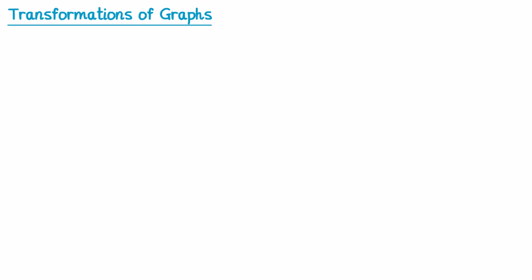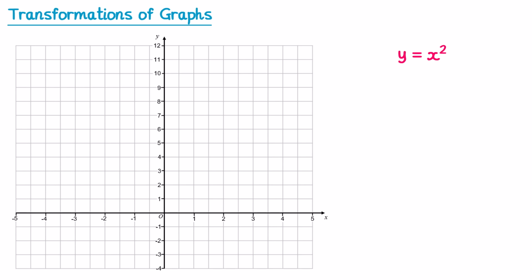In this video, we're going to look at transformations of graphs. We're going to start by drawing the graph of y equals x squared. We'll do this by substituting x values to work out the corresponding y values. So let's start with x equals 0. Well, 0 squared is also 0, so we have the point 0, 0.